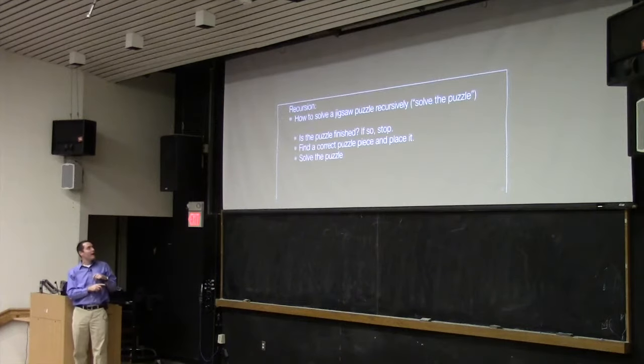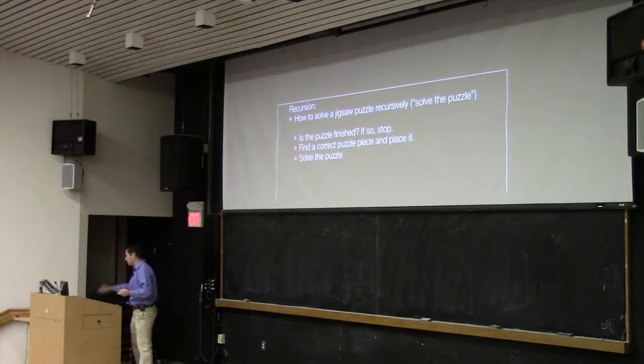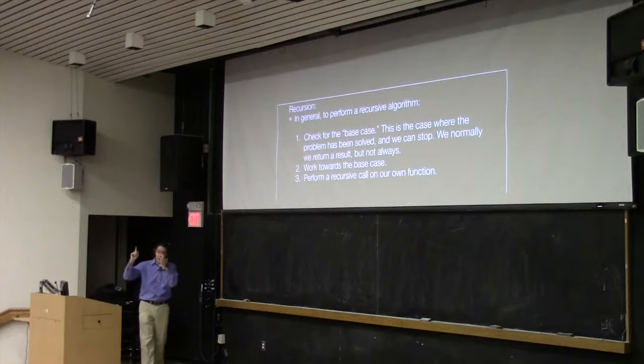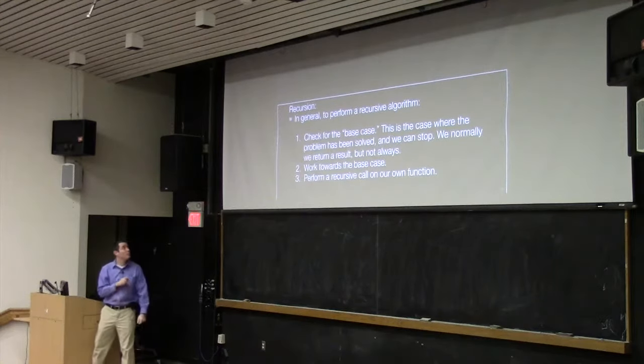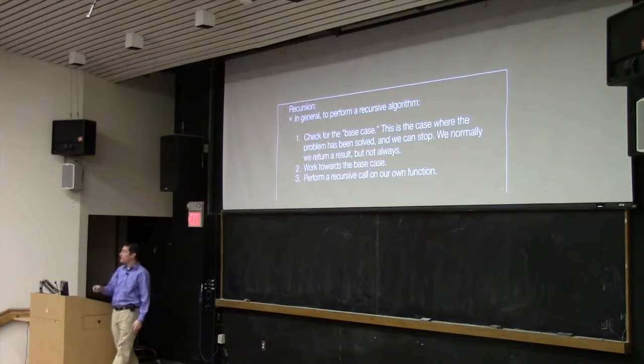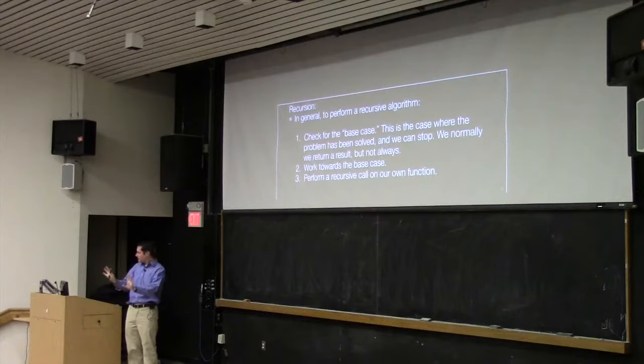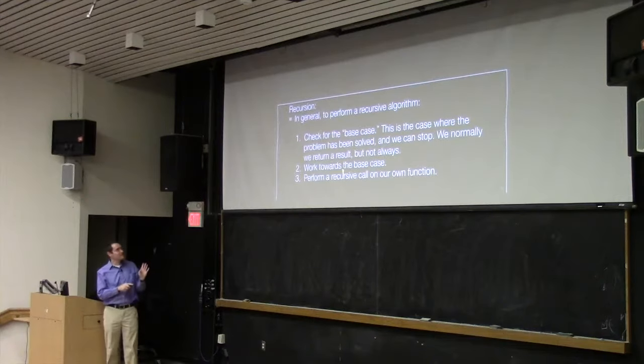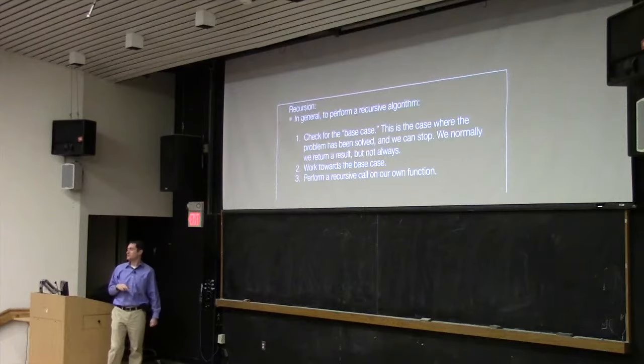All right, but anyway, that's how recursion in general works. Recall that in recursion, we first check for a base case. Occasionally, you can do this at the end, but generally, the first thing we do when we have a recursive function is we say, all right, are we done yet? That's the first thing you do. When the problem that we're trying to solve has been solved, we stop. Sometimes we return a result. Most of the time, in fact.